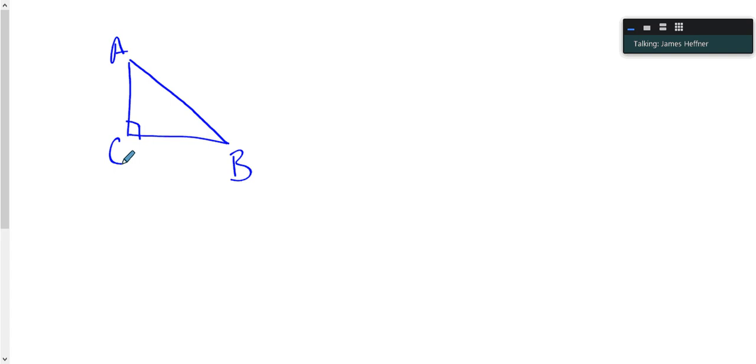SOHCAHTOA. Sine is, if I want to take the sine of angle A, put a theta in there, it's whatever this side is divided by the hypotenuse, A over C. And then the sine of angle B, now we'll call that an alpha, would be B over C, opposite over hypotenuse. Cosine is adjacent over hypotenuse.